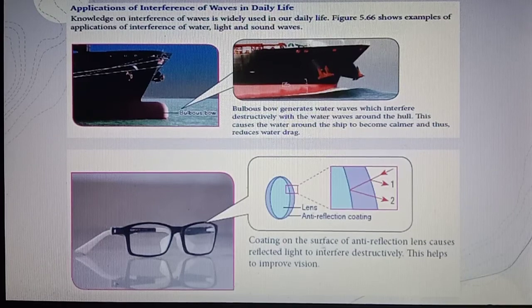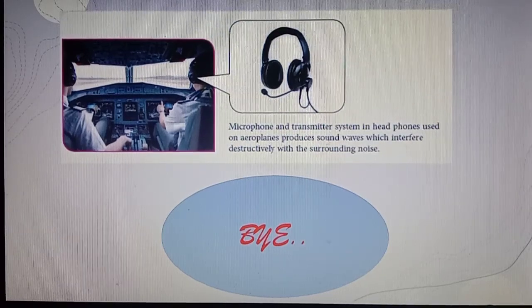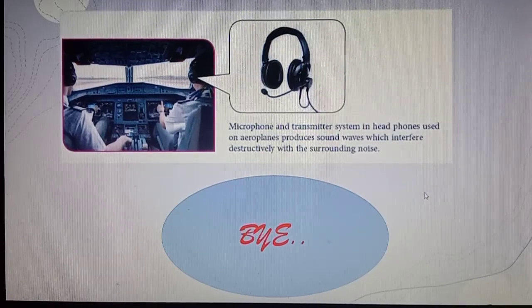Next one is about coating the surface of an anti-reflection lens, which causes reflected light to interfere destructively. This helps to improve vision. And the last one is the microphone and transmitter system in headphones used in aeroplanes, which produces sound waves that interfere destructively with the surrounding noise. So there is no noise inside the cabin here, because they use a microphone and transmitter system that can produce destructive interference. Okay, that's all for this topic.